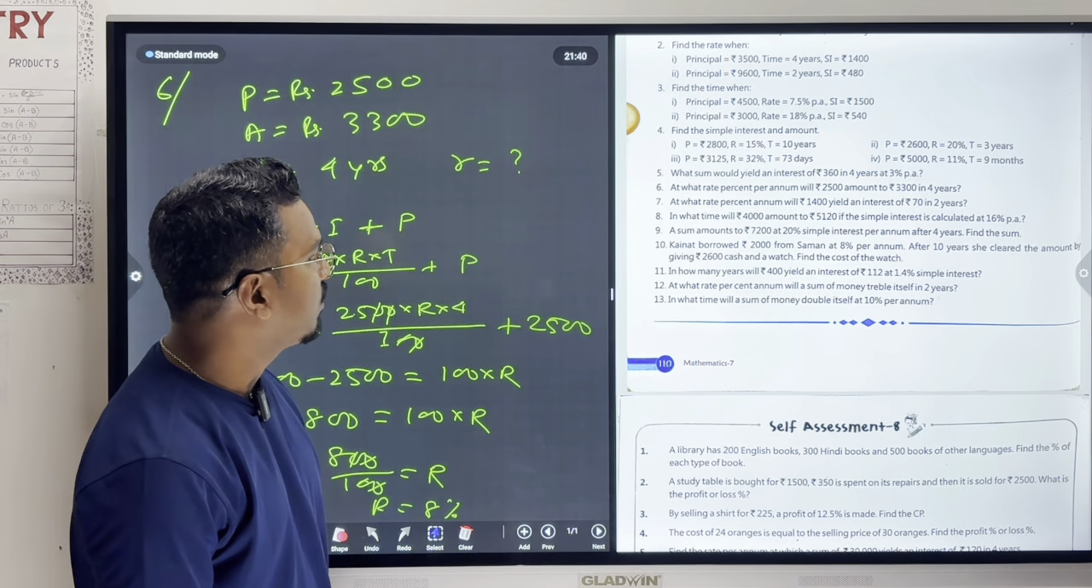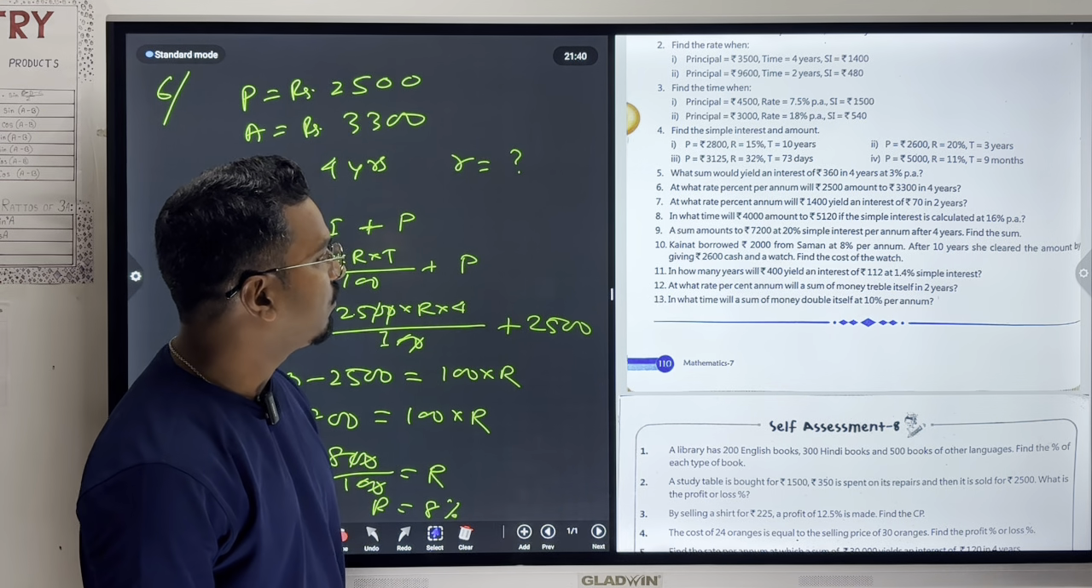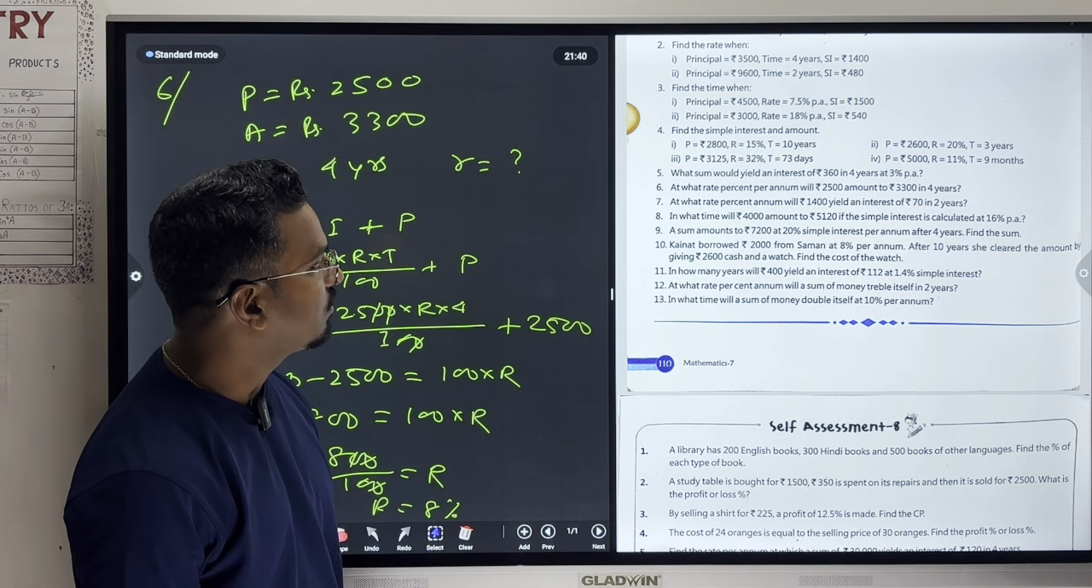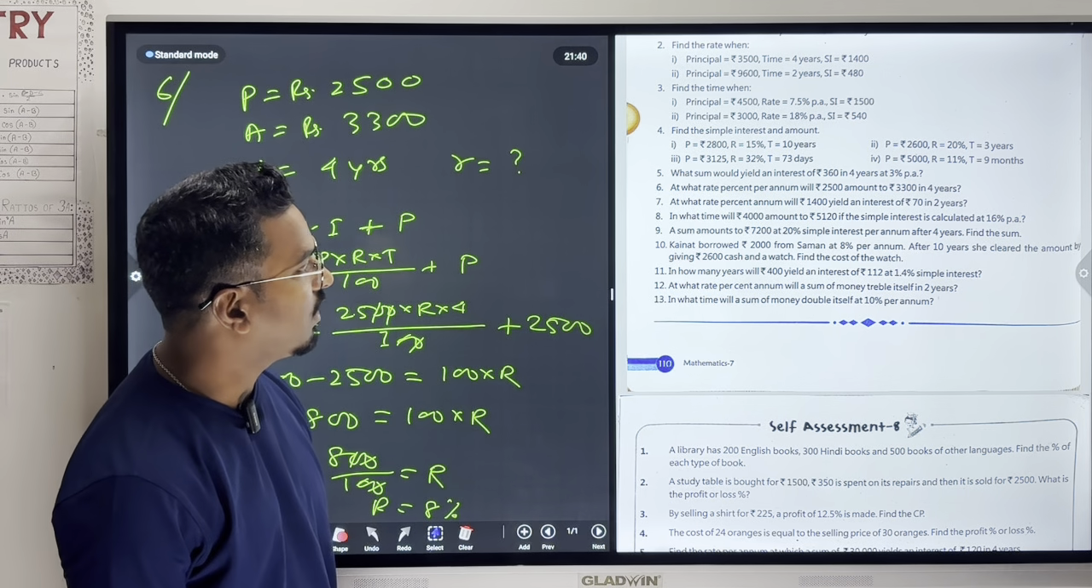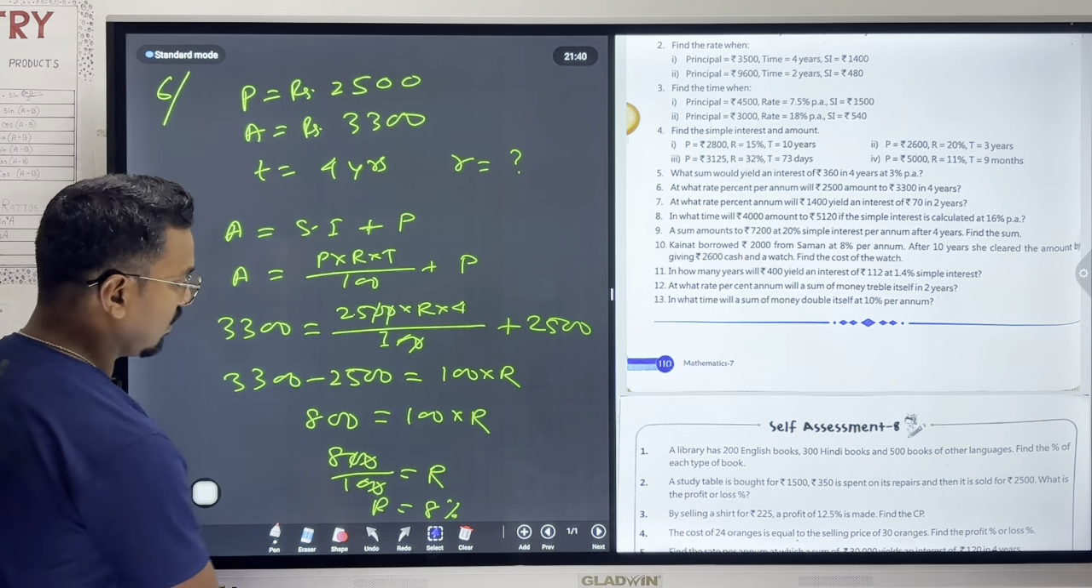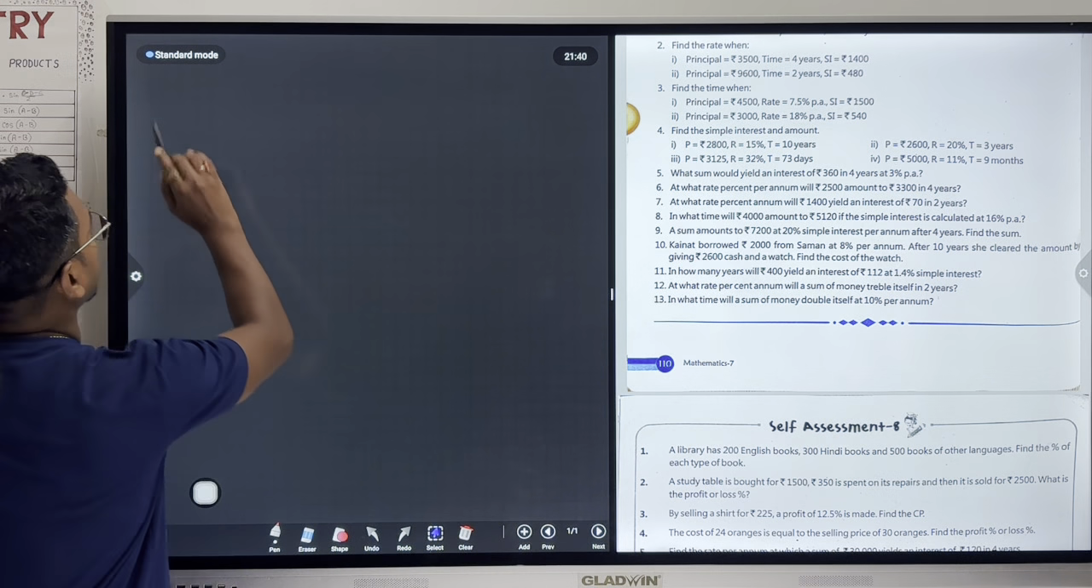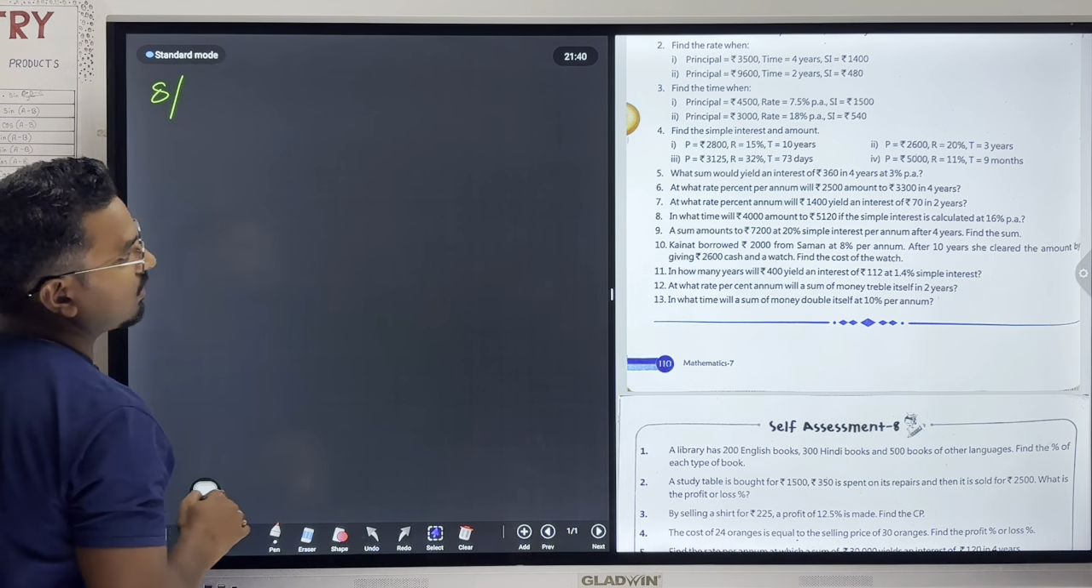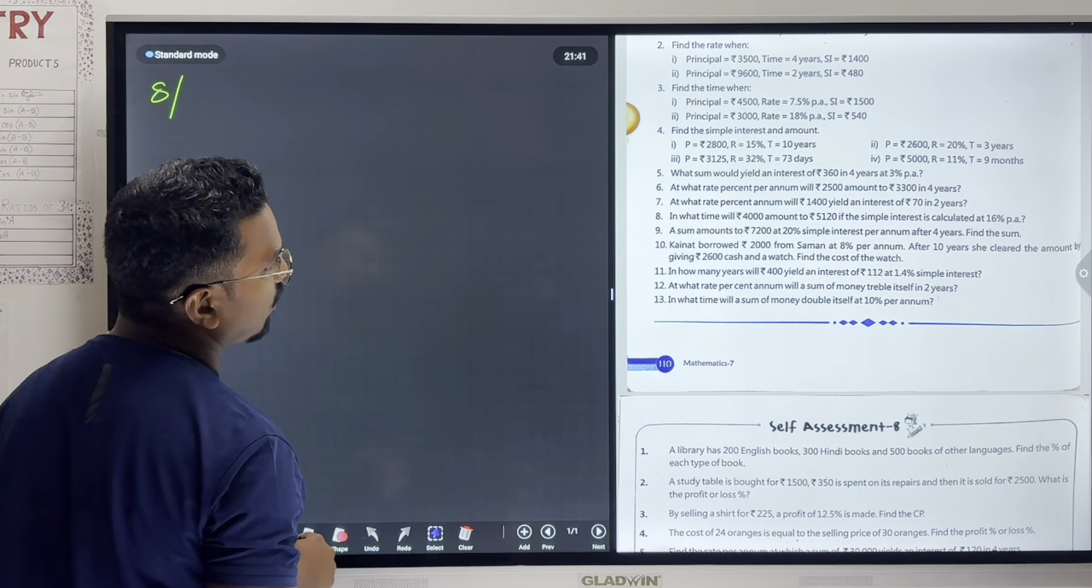Next we have question number 8. In what time will 4000 amount to this if the simple interest is calculated at 16%? Okay, let me do question number 8.